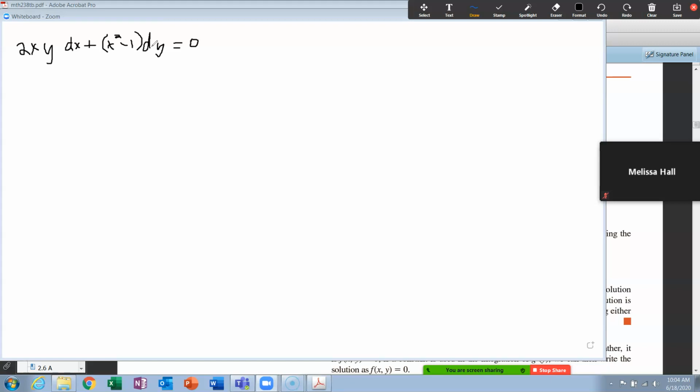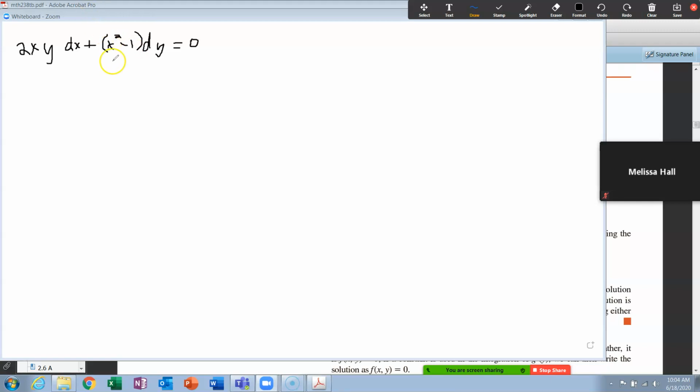Okay. Nor do we want y to be 0, I would think, because if y was 0, then that basically says that x squared minus 1 times dy has to equal 0. And that seems like that leads to some weirdness, possibly. Anyway, just watch out for those.